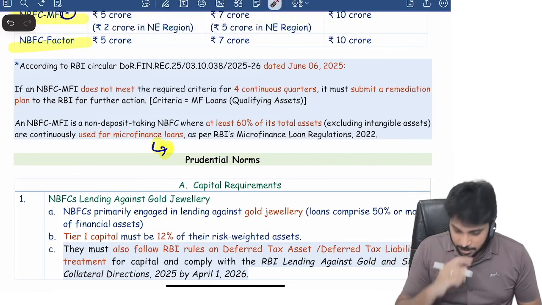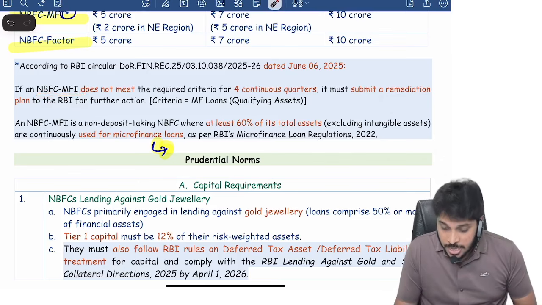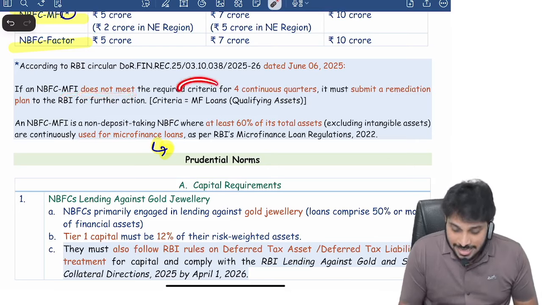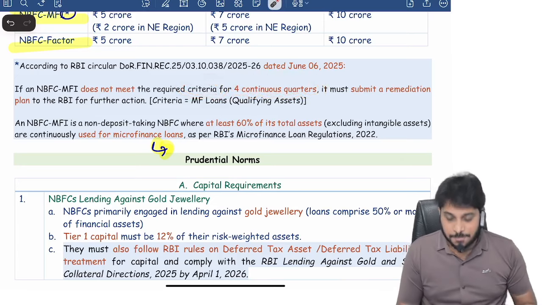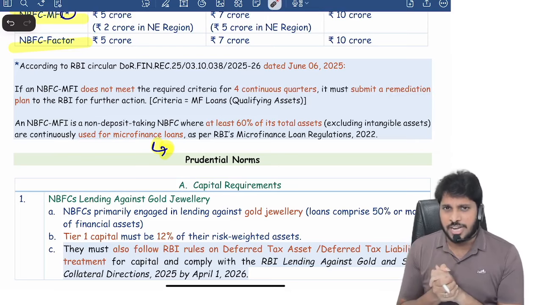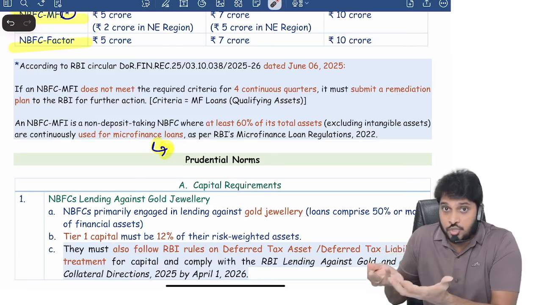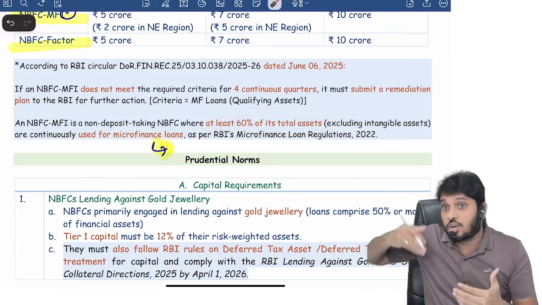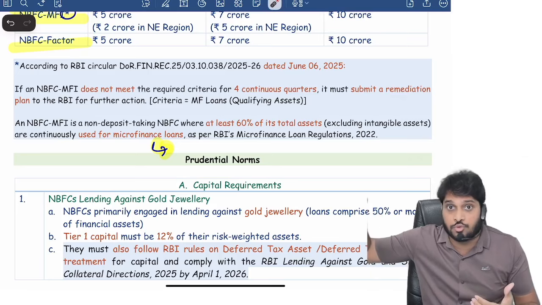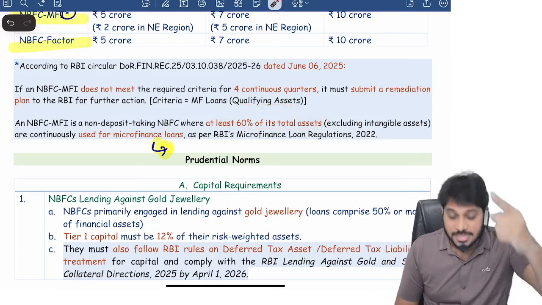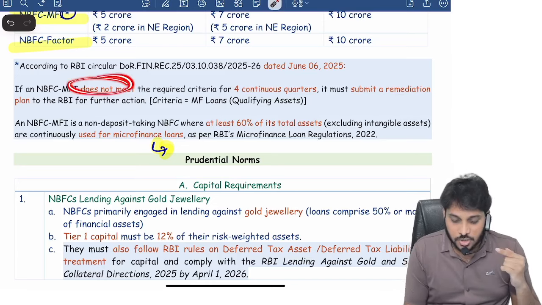Apart from that, there is one more amendment. This is the criteria for an MFI, right? If a microfinancial institution does not meet the criteria continuously for 4 quarters, it must submit a remedial plan to the RBI for further action. There are some microfinancial institutions which have lent microfinance loans less than 60%. It means they have given loans which are not microfinance. They might have given loans of 5 lakhs, 6 lakhs to some borrowers. That is not a microfinance loan, and the microfinance loans are less than 60%. That is called contravention. That is called not meeting the criteria.